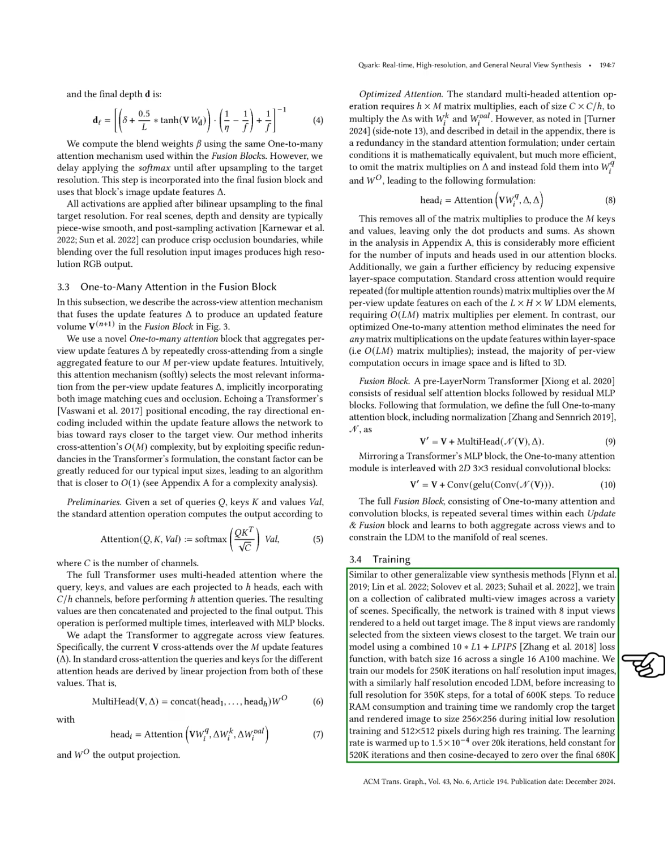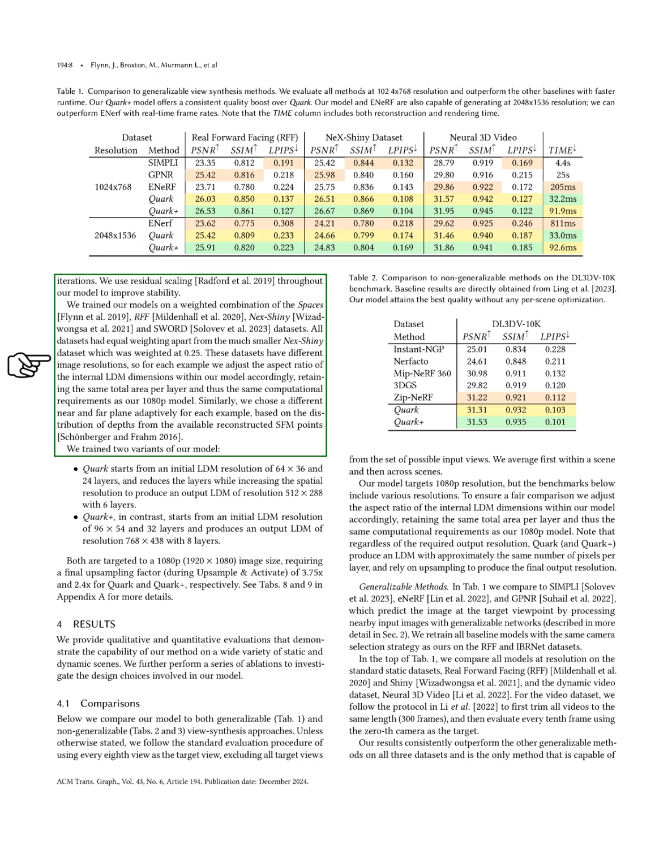To manage memory and training time, we crop the target and rendered images to 256 by 256 pixels during low-resolution training and to 512 by 512 pixels during high-resolution training. The learning rate is gradually increased over 20,000 iterations, remains constant for 520,000 iterations, and then decreases to 0 over the final 680,000 iterations. We apply residual scaling throughout our model to enhance stability.